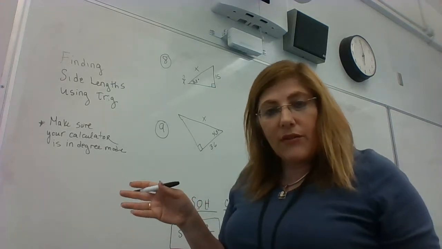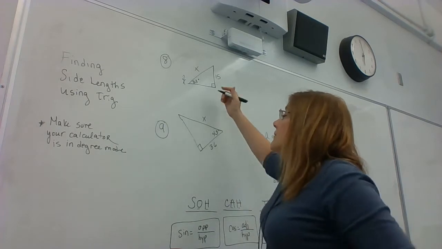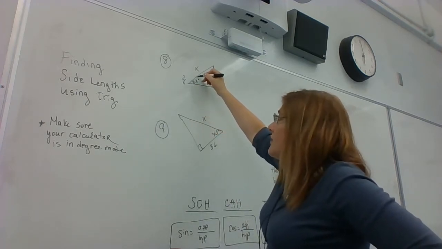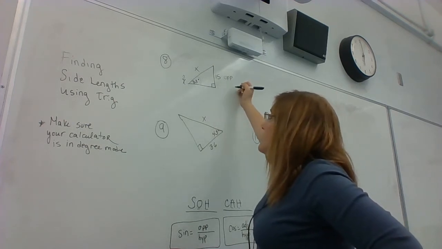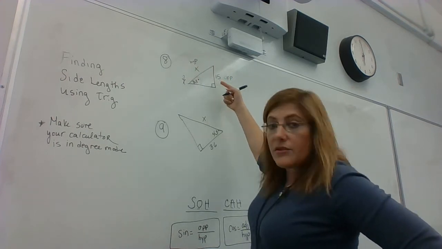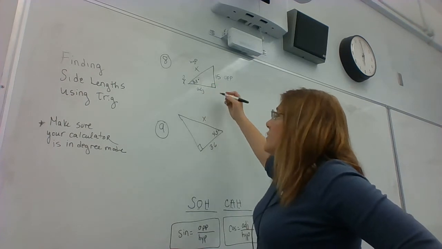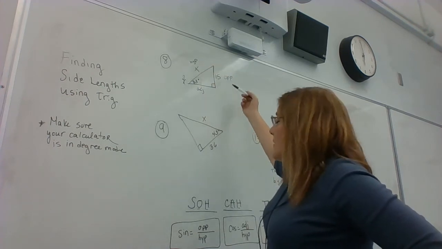Okay, so we're going to go over a couple more problems on the notes that look a little different. This one, we draw our little man right there at the angle that we're given. That makes this the opposite side. This is the hypotenuse because it's directly across from the 90-degree angle. This is the adjacent. So we look at the information we're given. We're given hypotenuse and opposite.